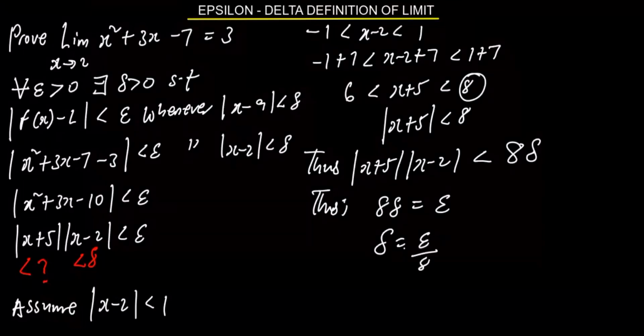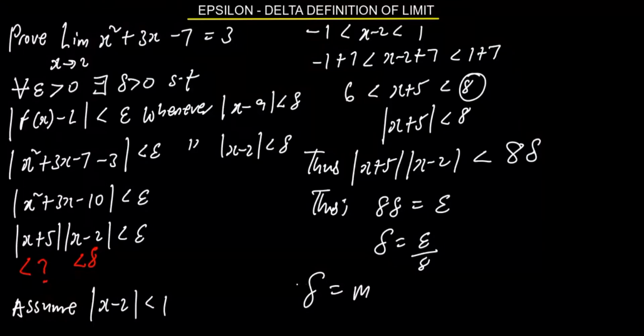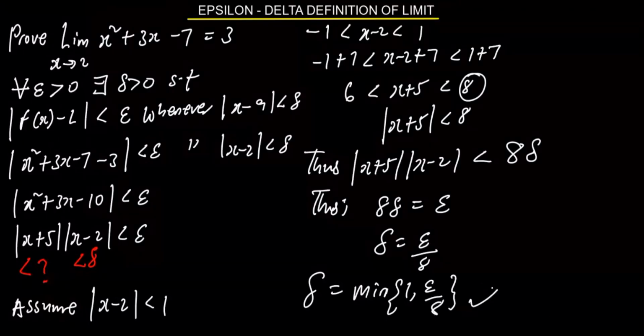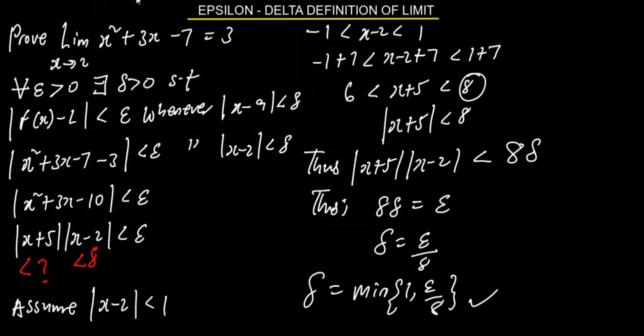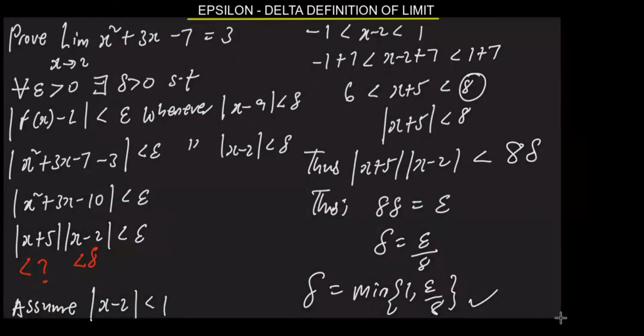Now, you are not going to put your final answer like this to be equal; that delta will be equal to the minimum. Then you open your bracket, then you have 1, comma, epsilon over 8. Then doing this, you have proved that that limit is true as required. All right. So let's look at another problem.